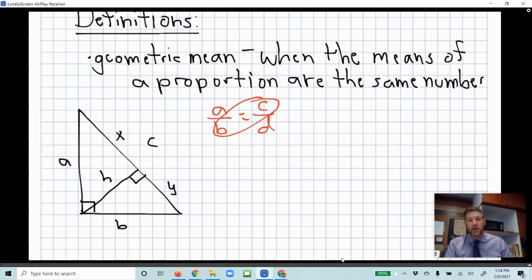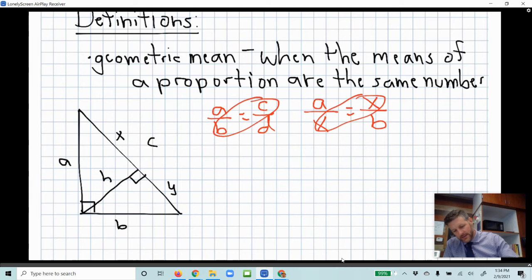So when those two numbers are, in fact, the same, say we have A over X equals X over B, where the bottom of the first ratio and the top of the second ratio are the same number. This number here, X, would be the geometric mean.